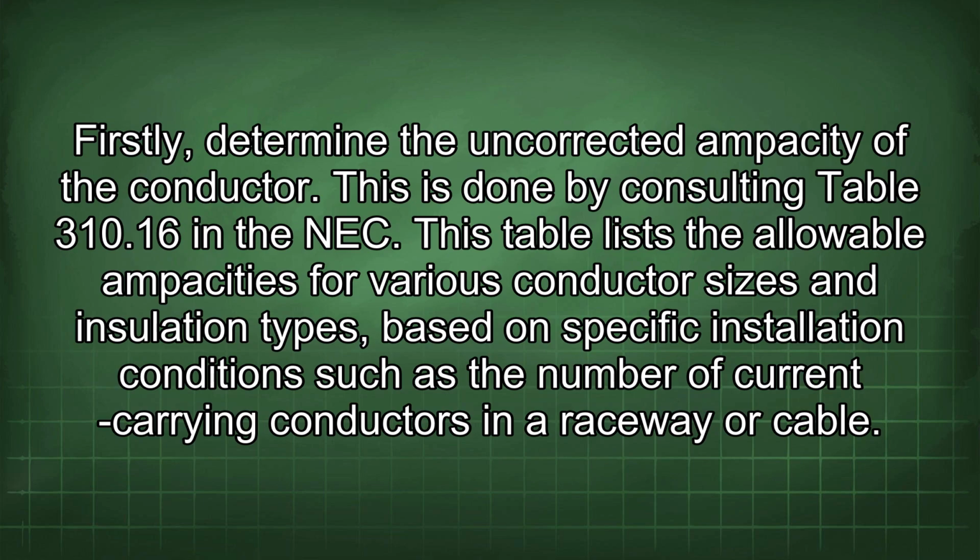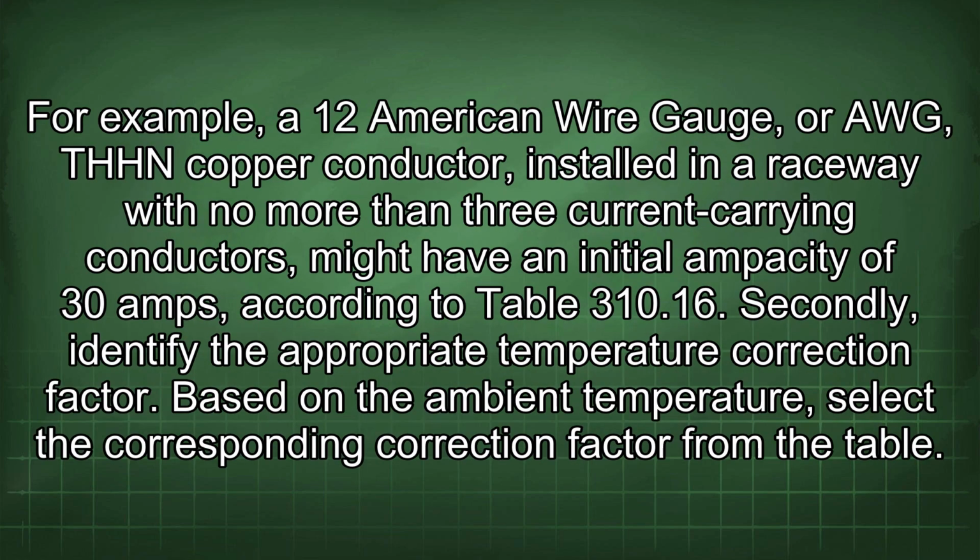Firstly, determine the uncorrected ampacity of the conductor. This is done by consulting Table 310.16 in the NEC. This table lists the allowable ampacities for various conductor sizes and insulation types, based on specific installation conditions such as the number of current-carrying conductors in a raceway or cable. For example, a 12 American Wire Gauge, or AWG, THHN copper conductor installed in a raceway with no more than 3 current-carrying conductors might have an initial ampacity of 30 amps according to Table 310.16.